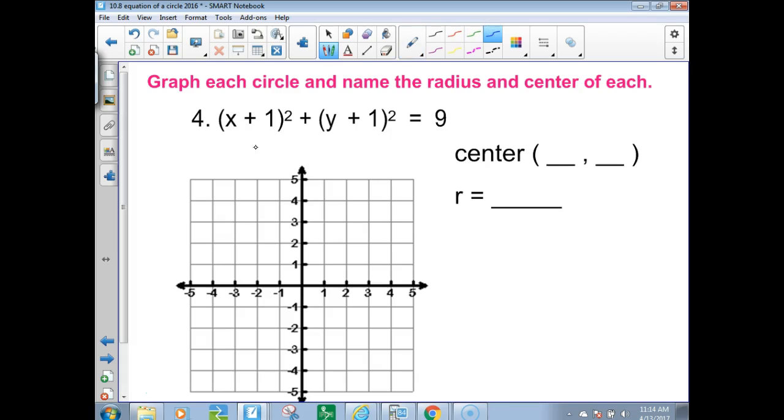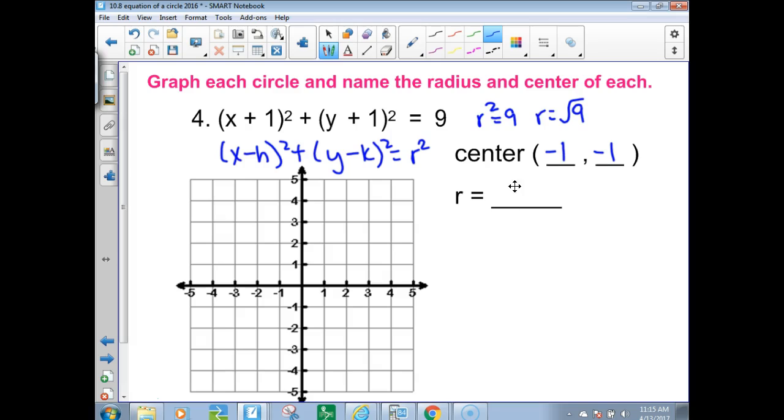Okay, now we've got one in the format of x minus h quantity squared plus y minus k quantity squared equals r squared. Notice that the h says plus 1 there. So it's the opposite of 1. It is -1 for the h value. It says plus 1 for the k there. It's the opposite of 1 then, so it's -1 also. R squared is the 9, and so take the square root of 9, and you get a radius of 3.